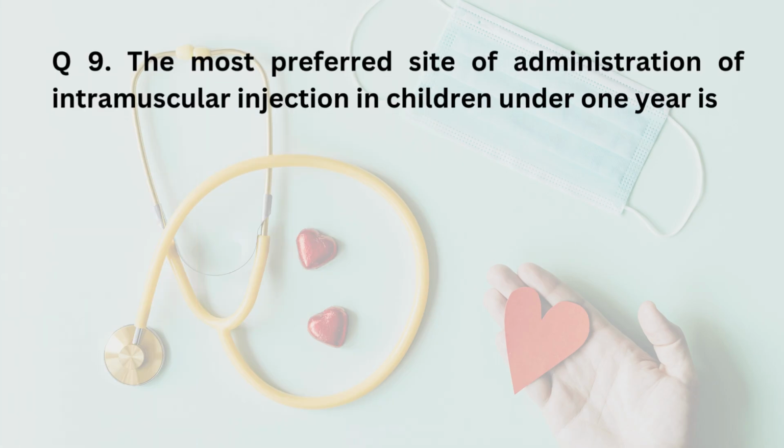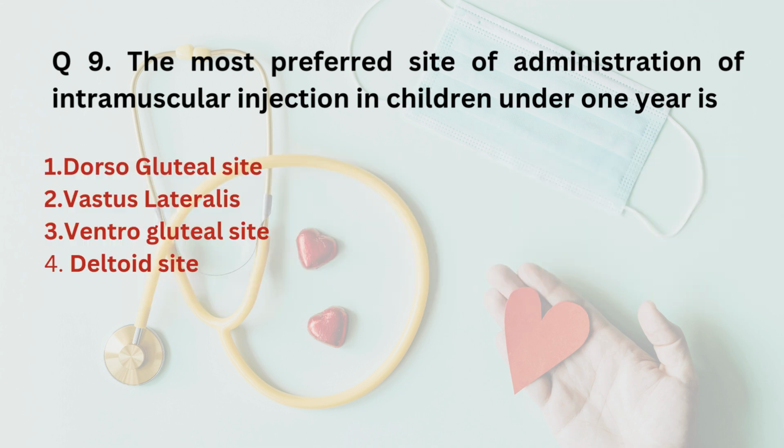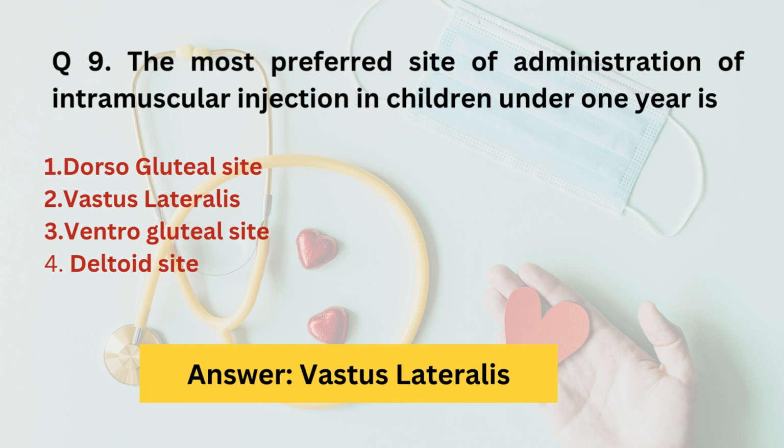Next question is, the most preferred site of administration of intramuscular injection in children under 1 year is dorsogluteal site, vastus lateralis, ventrogluteal site, deltoid site. Here the correct answer for this question is vastus lateralis. Dorsogluteal site is not preferred in infants due to the risk of damaging the sciatic nerve and insufficient muscle development. Vastus lateralis, it is the most commonly used site in infants.